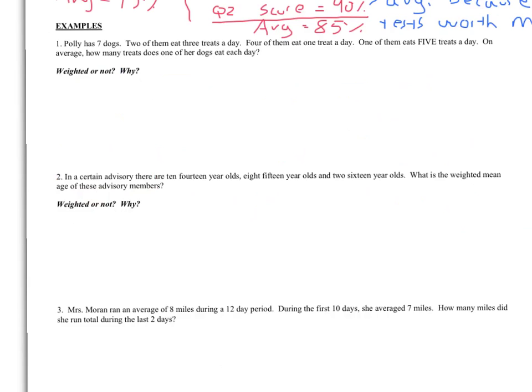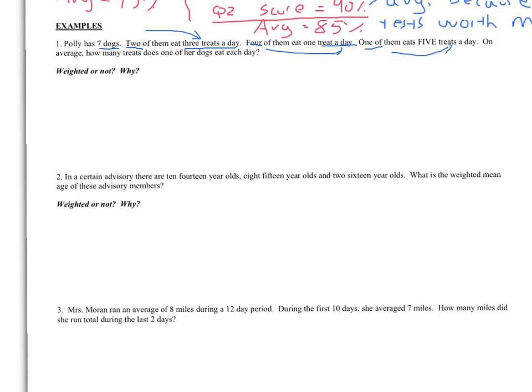Okay, so Polly has 7 dogs. 2 of them eat 3 treats per day. So you guys, right when I read this, those two things have a relationship. So I like to draw an arrow to just show, okay, the 2 dogs eat 3 treats a day. Okay, 4 of them eat 1 treat a day. And that's 1 treat a day each. Okay, 1 of them eats 5 treats a day.